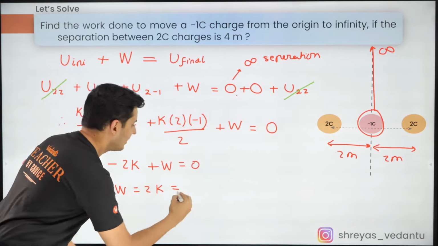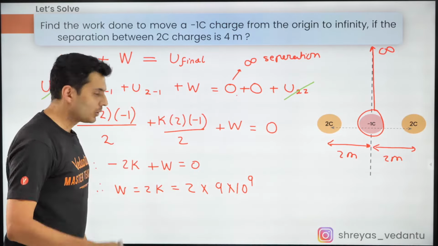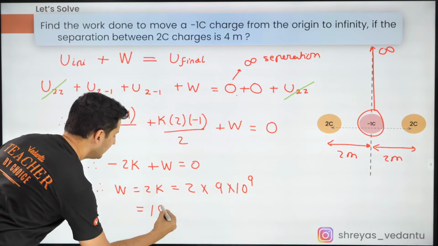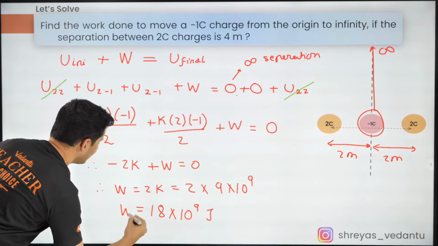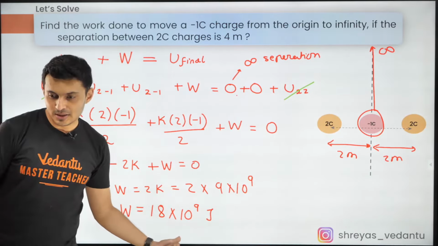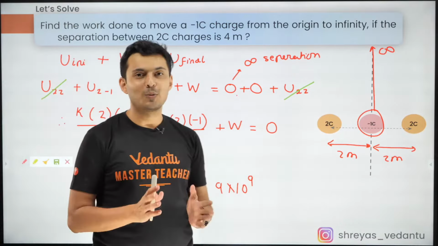Now, what is k? K is nothing but 9 into 10 to the power 9. I hope you know this. 9 into 10 to the power 9 in SI units. So, this is going to be 18 into 10 to the power 9 joules. That's the answer. Is everybody understanding this? Understood this? Okay, yes, that's what you're going to get.